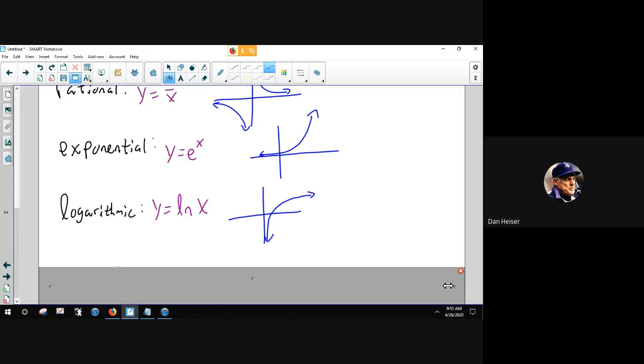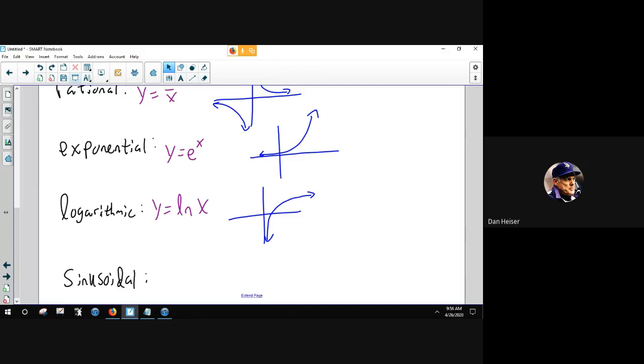So on the e graph, if you go 13.8 steps to the right, you've got to go up 1 million. It is the exact opposite of natural log. Natural log takes a million steps to go up 13.8. Exponential takes 13.8 steps to go up a million. One of the reasons they're inverses.